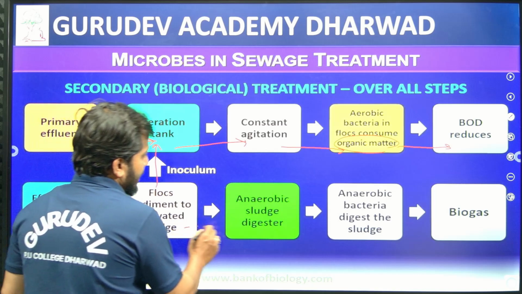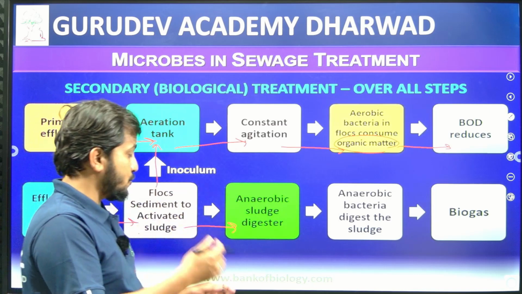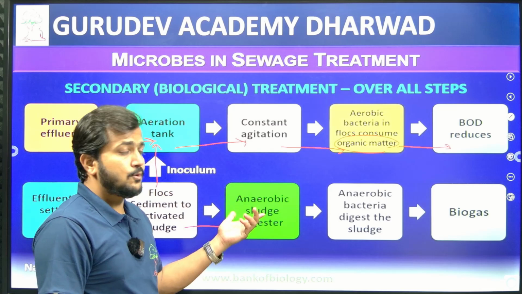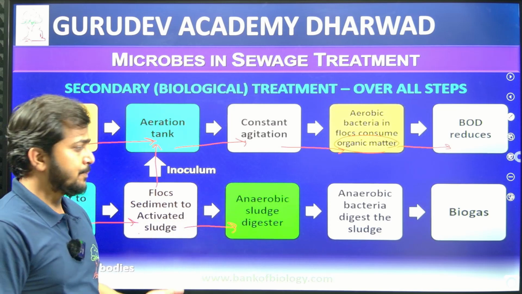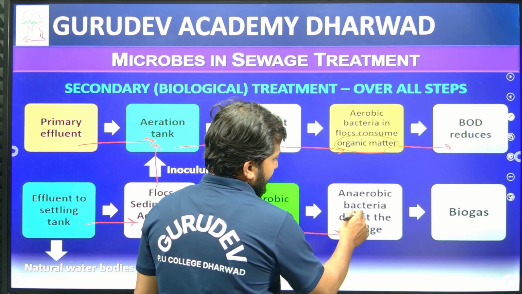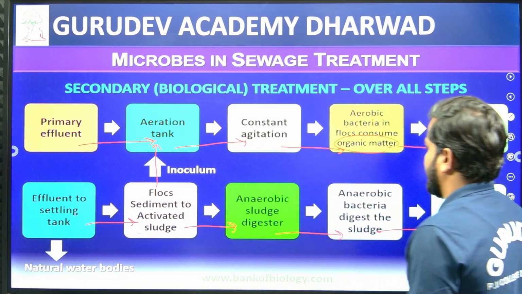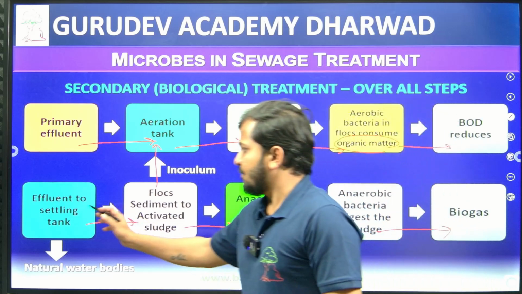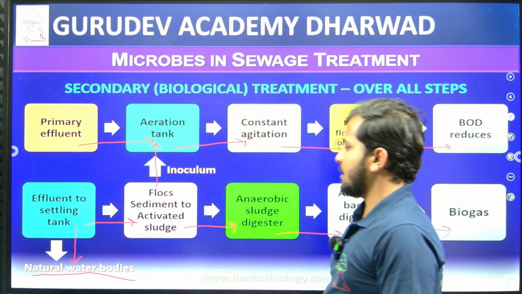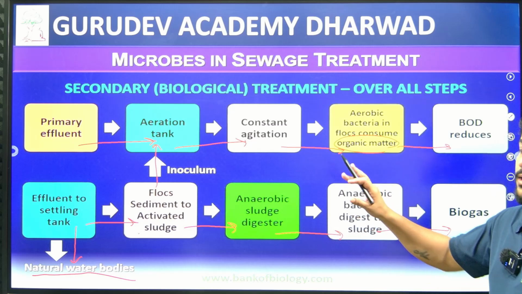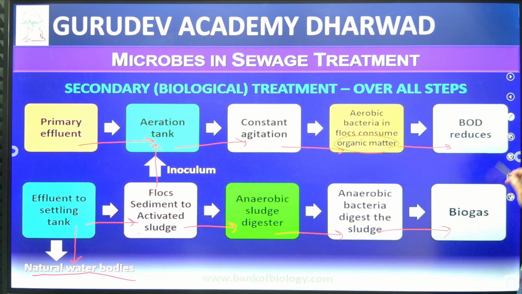From there they go to the anaerobic sludge digester, where methane, H2S and CO2 are produced. Methane can be used as a gas, even for preparing food. The anaerobic bacteria digest the sludge and produce biogas. From the effluent settling tank, the water can be transferred to natural water bodies. That is the overall secondary or biological treatment carried out here.